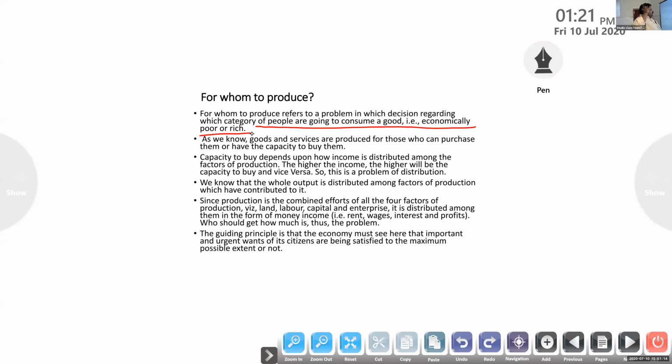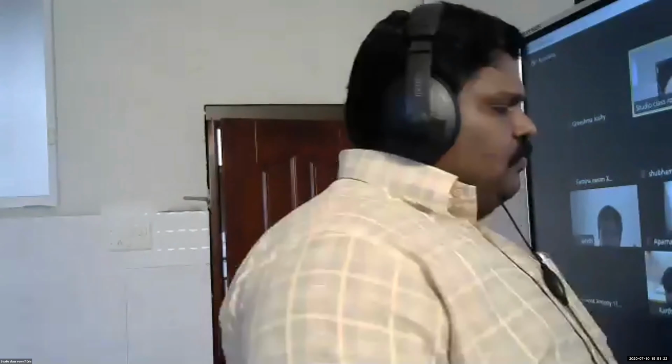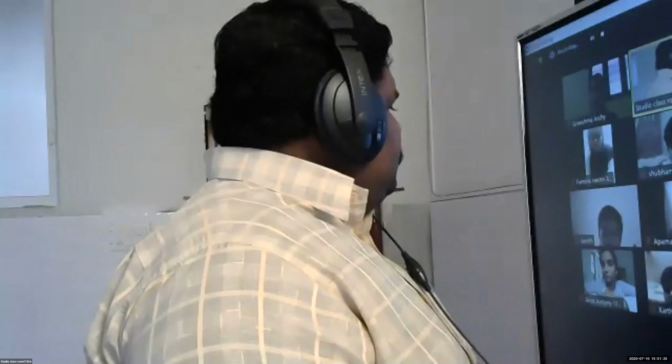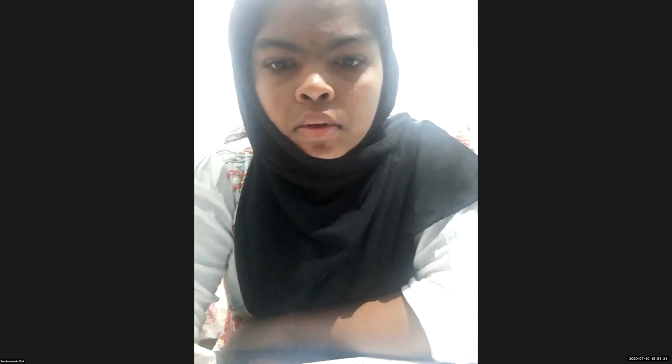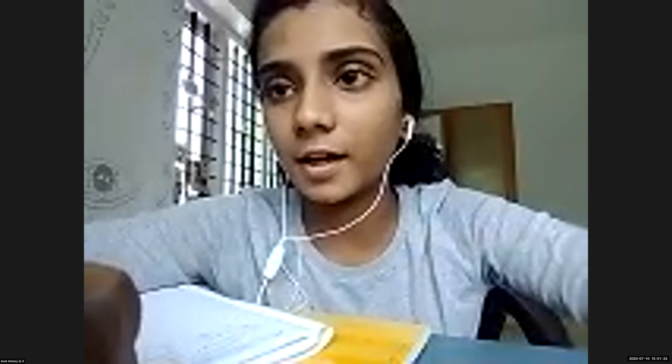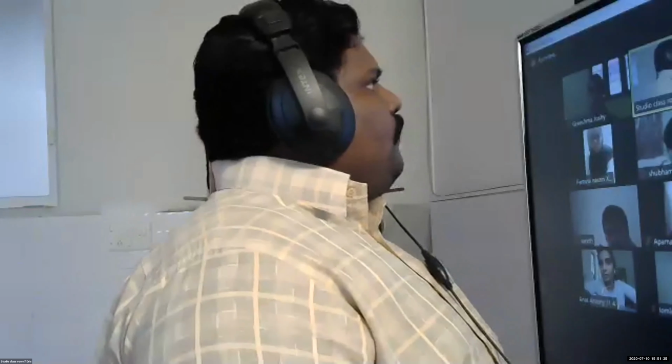Next point says, we know that the whole output is distributed among the factors of production which have contributed to it. So we know that there are 4 factors of production. What are they? Land, labor, capital, enterprise. Land, labor, capital, and organizer. So we had already discussed that.